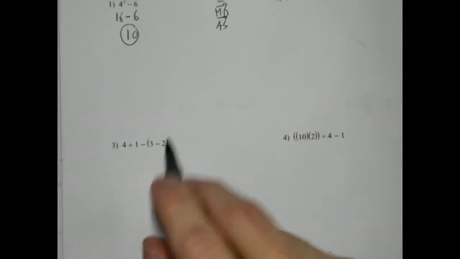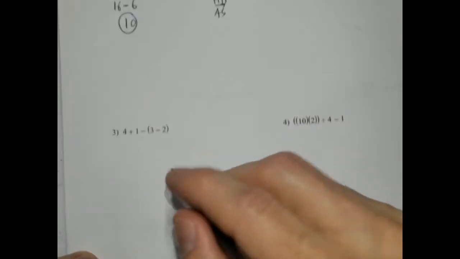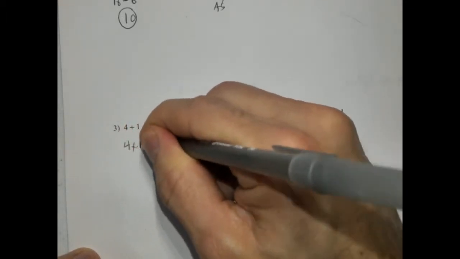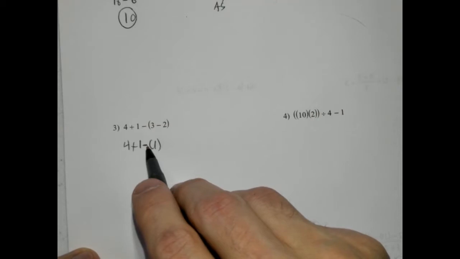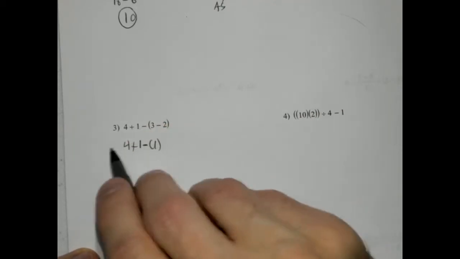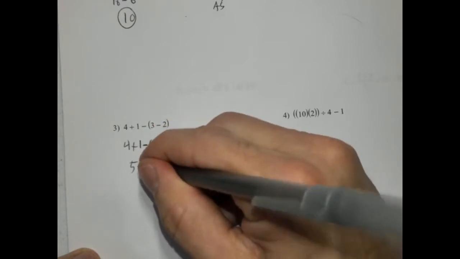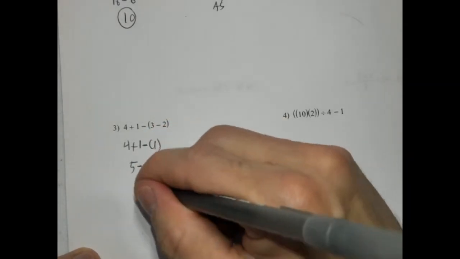Okay, here we're going to do parentheses first, as shown here. So 3 take away 2 is 1, so we're going to have 4 plus 1 minus parentheses 1. And you can now, at this point, say, okay, well, minus 1. So addition and subtraction is a single step from left to right, so 4 plus 1 is 5. And I'm going to get rid of those parentheses. And then 5 minus 1 is 4.